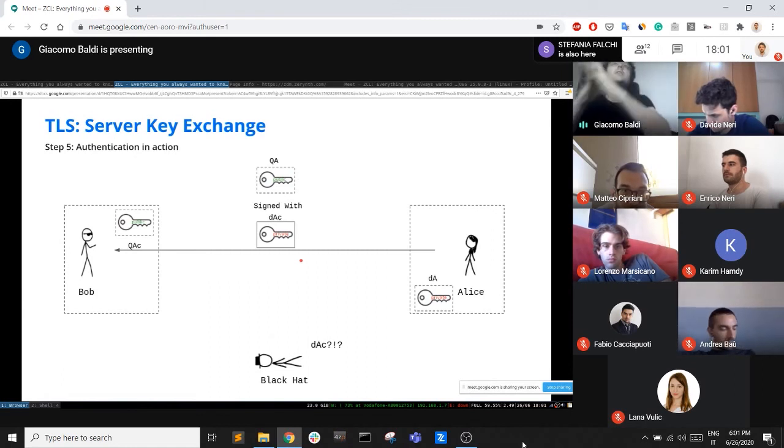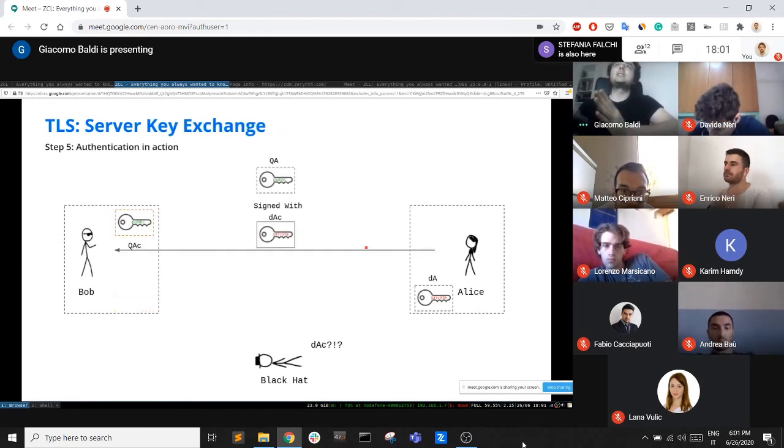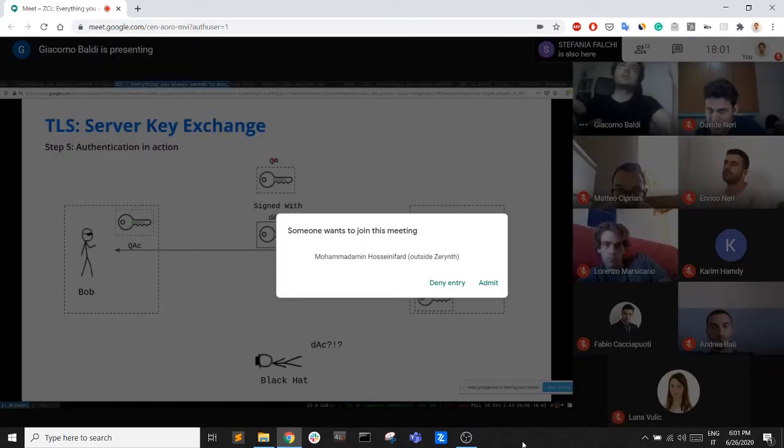It is called server key exchange. And what happens is that Alice sends to Bob the ephemeral key that she generated here, QA, signed with the private key of the server certificate. Okay, let me go back. DAC stands for private key of Alice for the certificate. She's signing a number. Okay, a number.